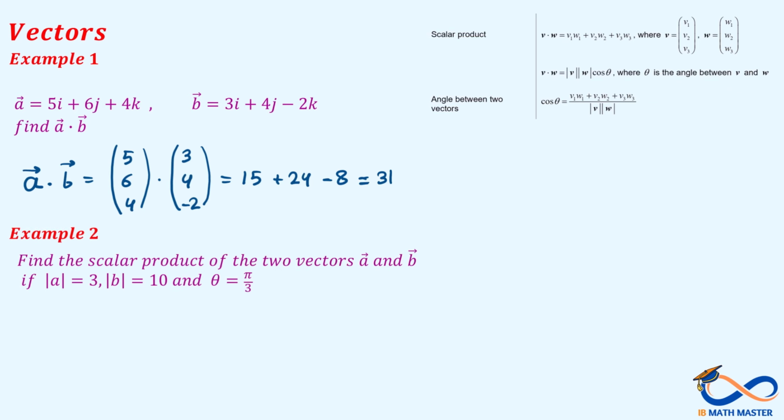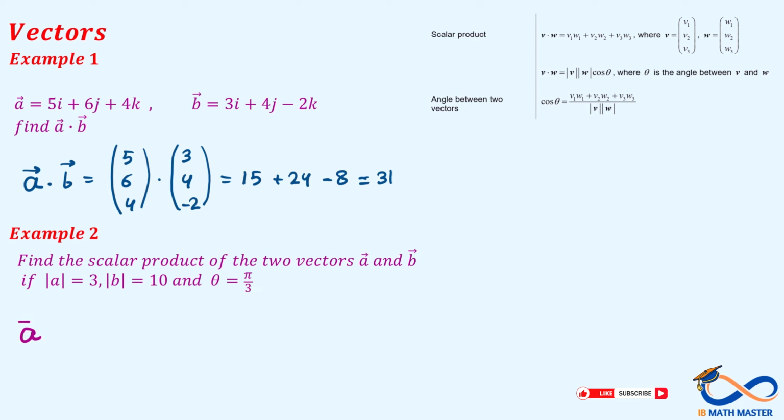Here we will have an example on the second case. Find the scalar product of the vectors A and B. Here we don't know the components of vectors A and B themselves, but we know that the magnitude of A is equal to 3 and for B it's 10. We know that the angle between the two vectors is pi over 3 radians, or equivalently 60 degrees.